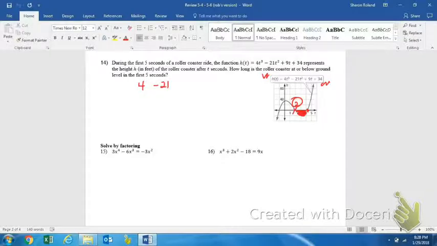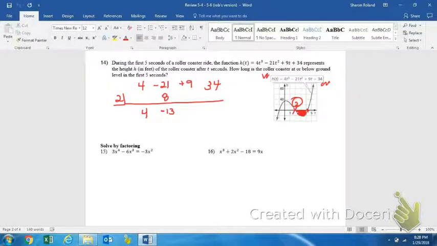And it's 4, minus 21, plus 9, plus 34. And we're using 2 as our 0. We know it's a 0 because that's where it crosses the x-axis, or in this case, the t-axis. Bring the 4 down. 2 times 4 is 8. Combine these and you get negative 13.